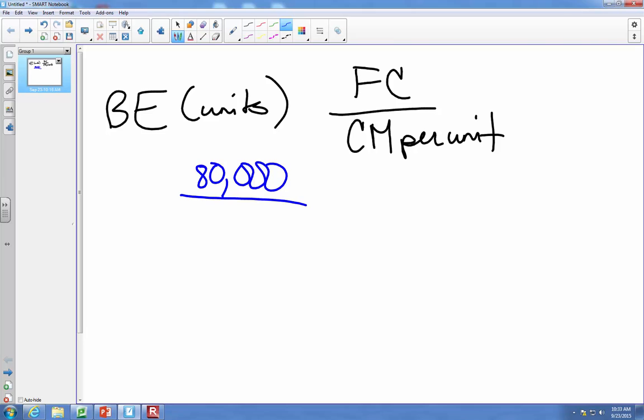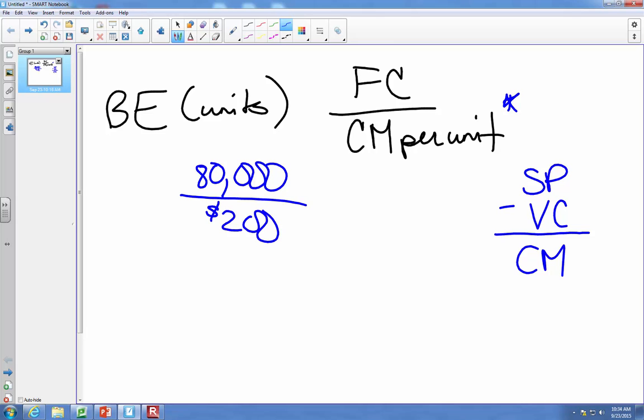Minus variable, and let's call them costs. I'm not going to go into the difference between a cost and an expense, but from an accounting standpoint there is a bit of a difference, so we're identifying these as costs. What is CM per unit? Sales price minus variable costs. Right? How much was my contribution margin for one bike? $200. How many bikes do I need to sell?